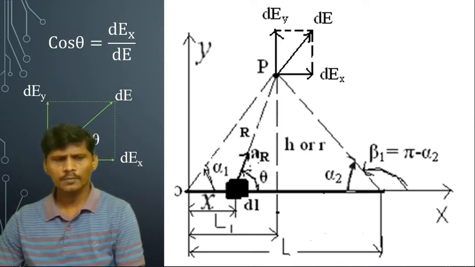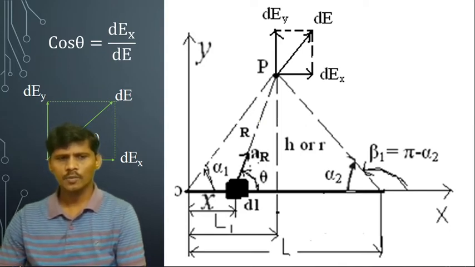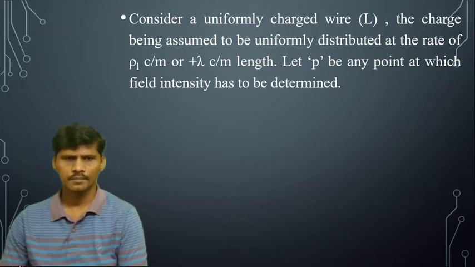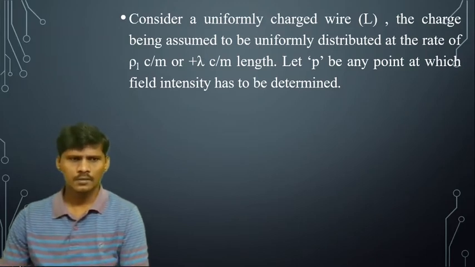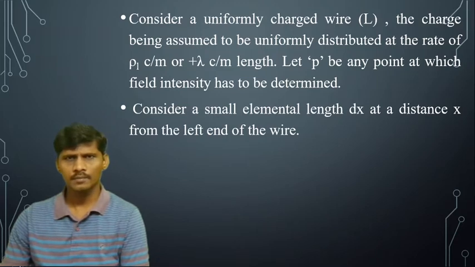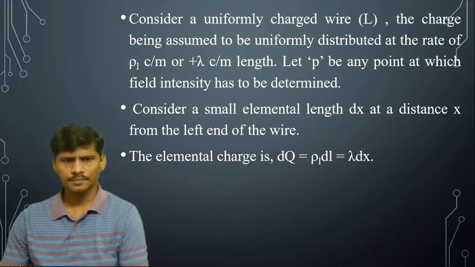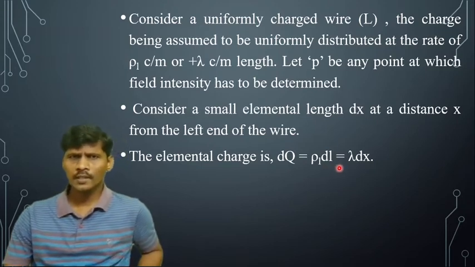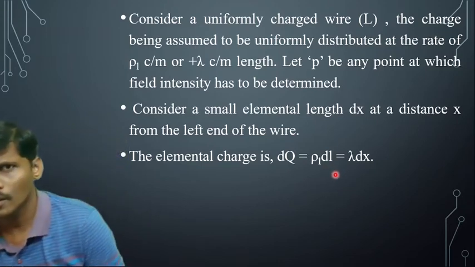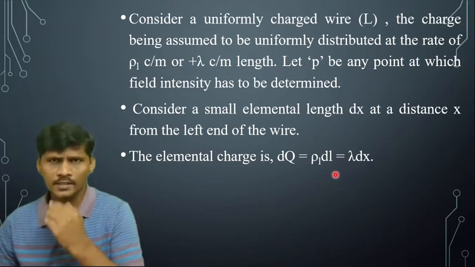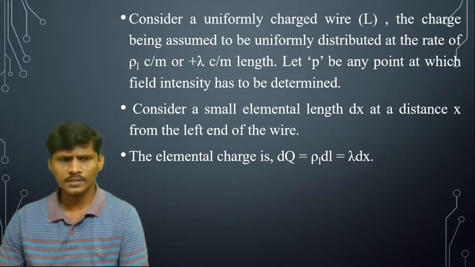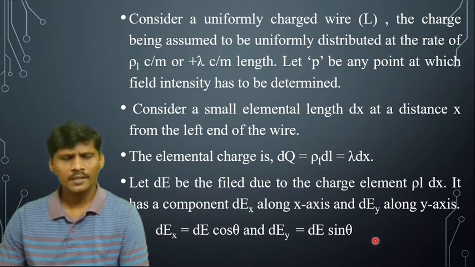Calculate the electric field intensity at a point at a distance small h meter from the finite line charge. This matter is already explained from the diagram. What is the elementary charge? The elementary charge dq is equal to rho L into dl. What is dl? dl is the elementary length. Here the elementary length is placed on the x-axis, because of that dl is equal to dx. Therefore, dq is equal to rho L into dx.